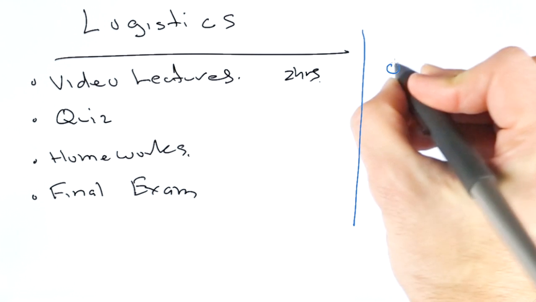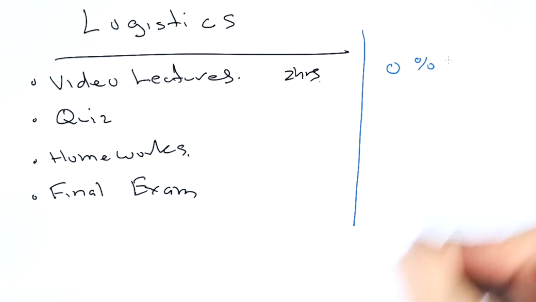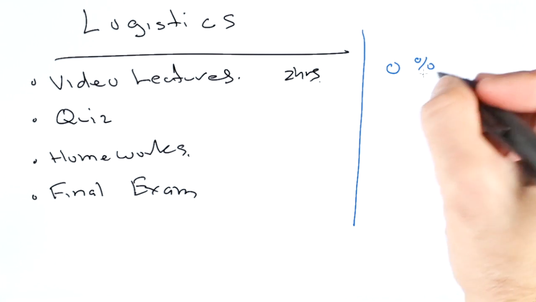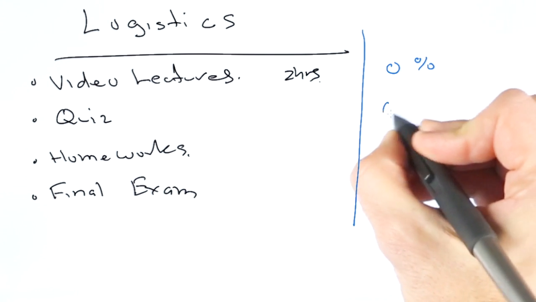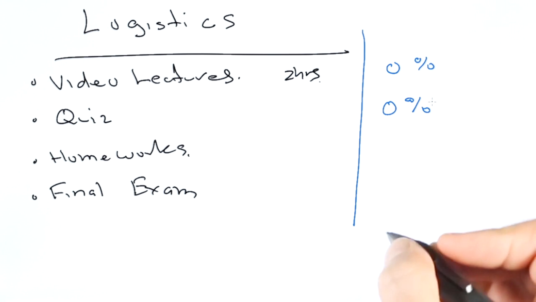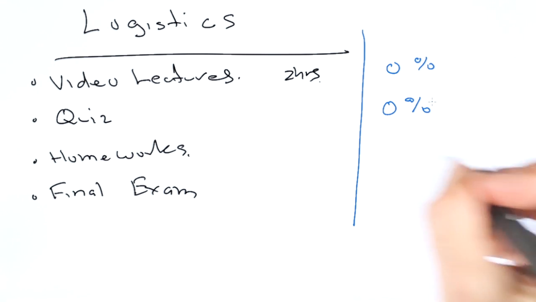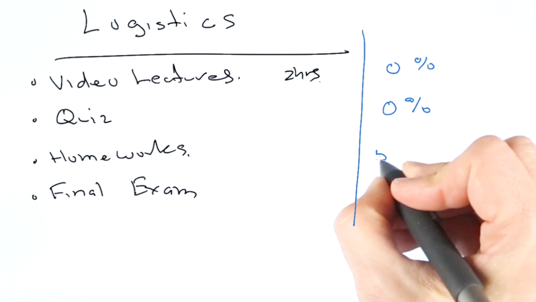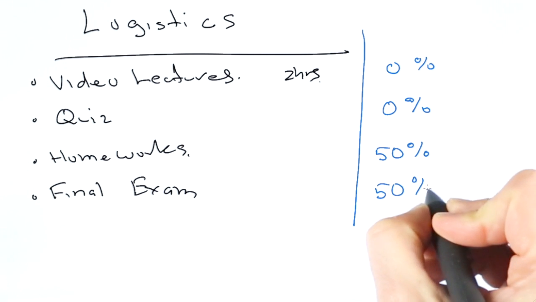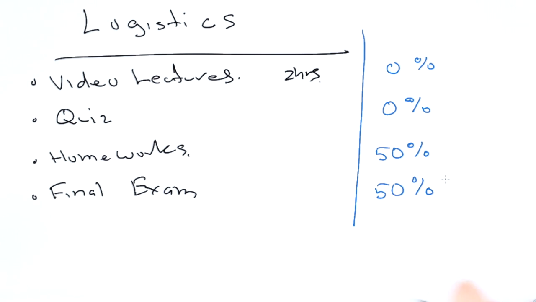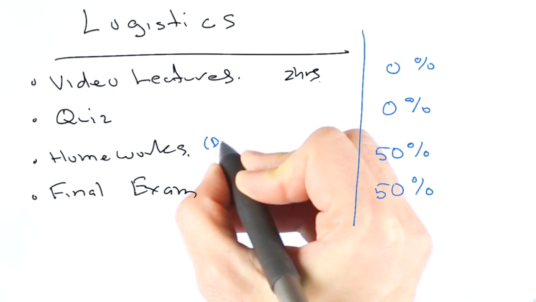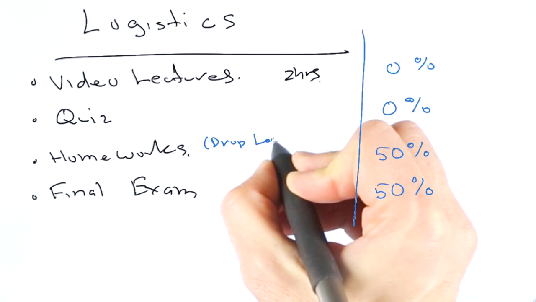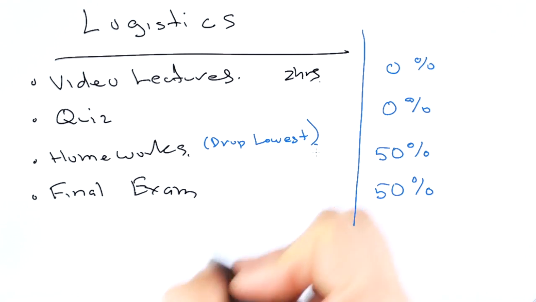Now, video lectures count for 0% of your grade. So you don't actually need to watch them, but we think you should because that's the whole idea of the class. And then quizzes are not going to count in your grade. They're just for your own learning, so they don't count. The homeworks are going to count for 50% of your grade, and the final exam will count for 50% of your grade. Now, in addition, we're going to drop the lowest homework. So each week you have a homework assignment, and we're going to look at those weeks, and the one where you have the lowest score, we'll drop that out.